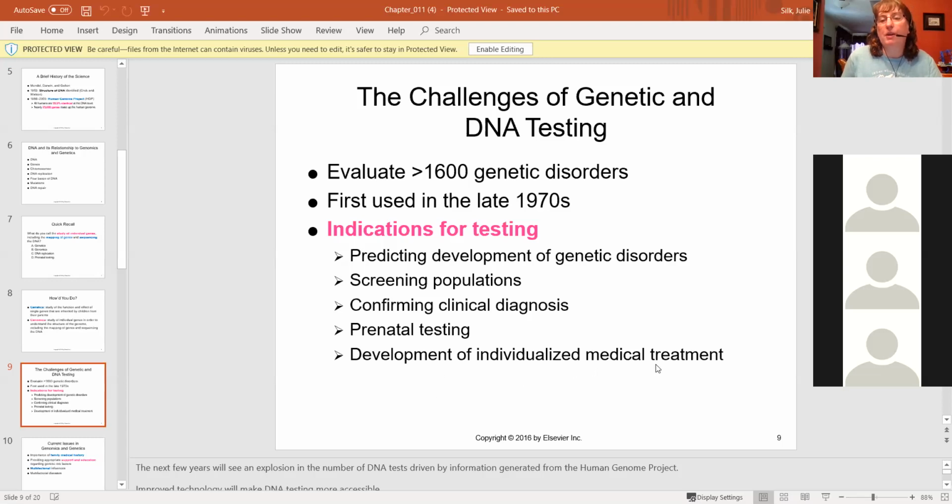Development of individualized medical treatment. That's kind of exciting. So maybe you use DNA testing to really individualize medicine and make it more specific to a certain person.